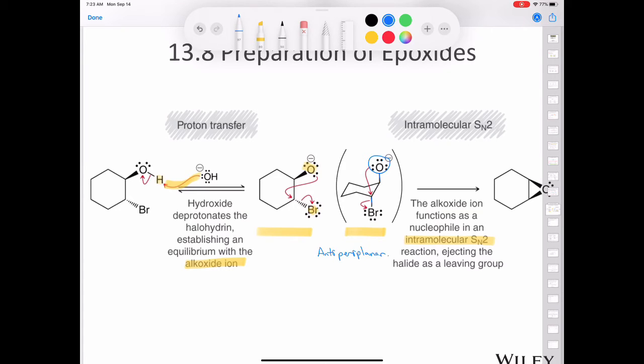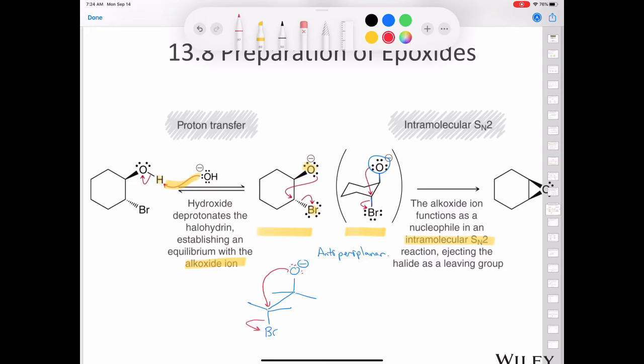So if you were to draw a sawhorse diagram, let's say you had your alkoxide like this, and you had your leaving group like this. Now this is just a generic sawhorse representation. So if we had the alkoxide act as a nucleophile, it's going to attack like this. I should put in some lone pairs, shouldn't I? We have our leaving group leave like that.